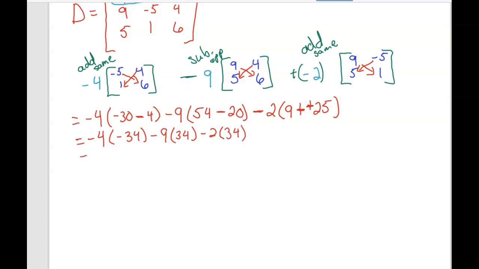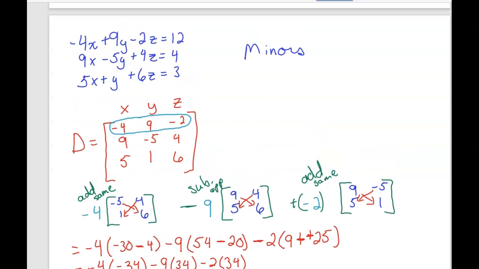Now I do multiplication. Negative 4 times a negative 34 would give me a positive 136. Negative 9 times positive 34 would give me a negative 306. Negative 2 times 34 would give me a negative 68. I would subtract these together, and I would get a negative 238. This is my D matrix. This is the determinant of that D matrix.